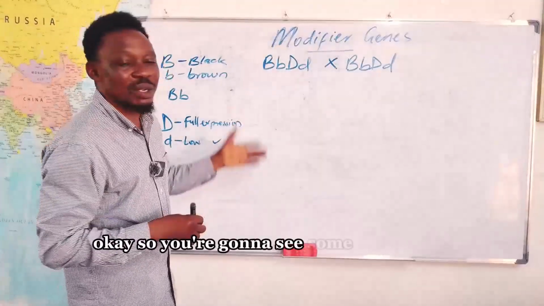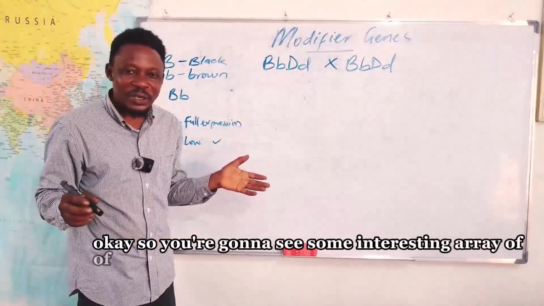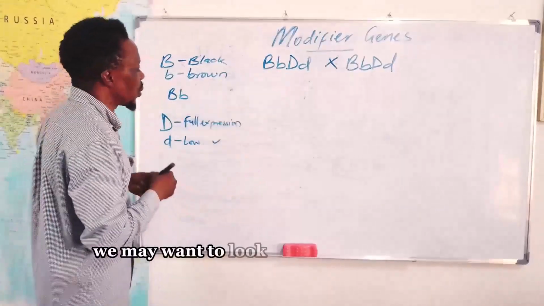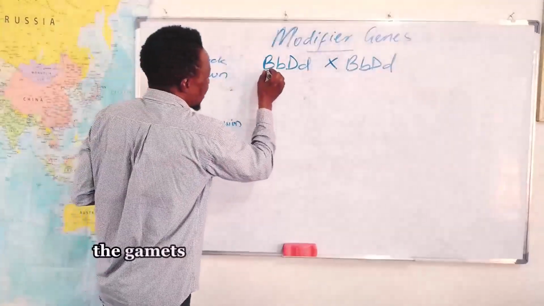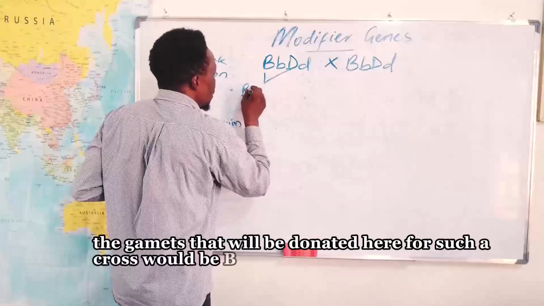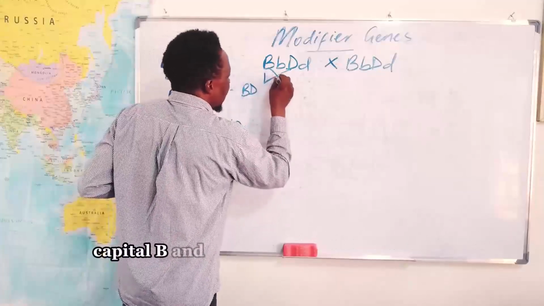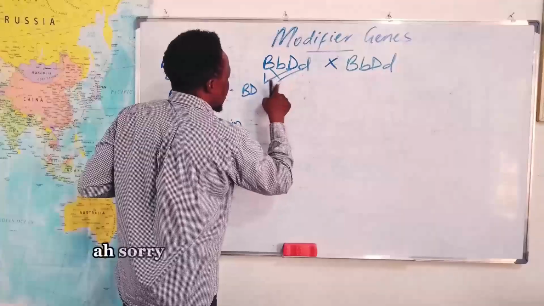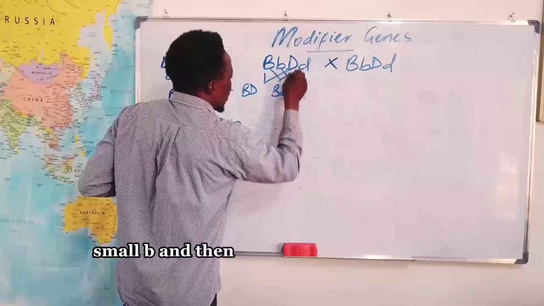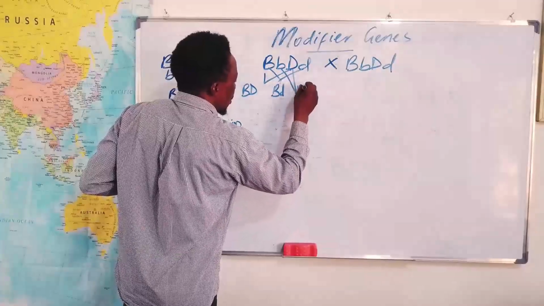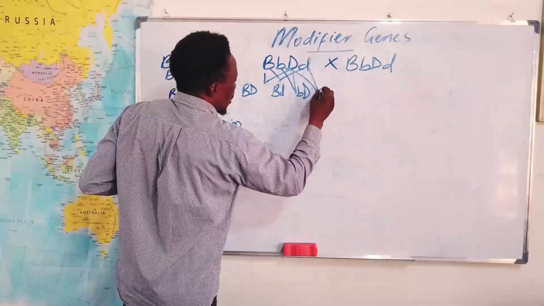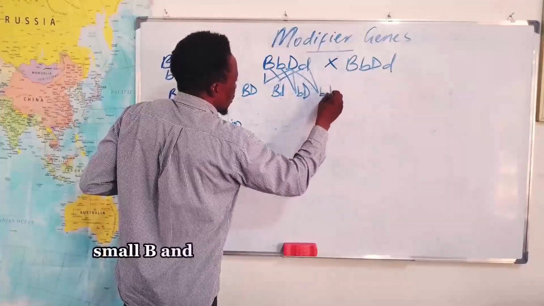Okay, so you're going to see some interesting array of phenotypes. We may want to look at the gametes that will be produced here. The gametes that will be donated for such a cross will be capital B, capital D, and then capital B, small d, and then small b, capital D, and small b, small d.